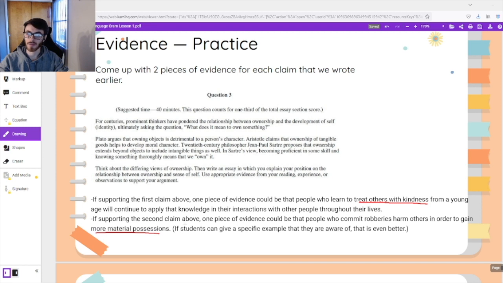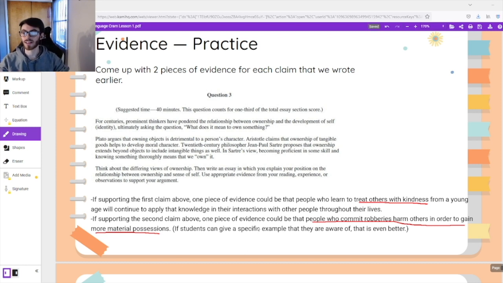And then in parentheses here, this is a little note to myself that I wrote back when I thought this was going to be a live class. If students can give an example that they are aware of, that is even better, right? So instead of just saying that people who commit robberies harm others in order to gain more material possessions, that's very strong evidence, very strong evidence.